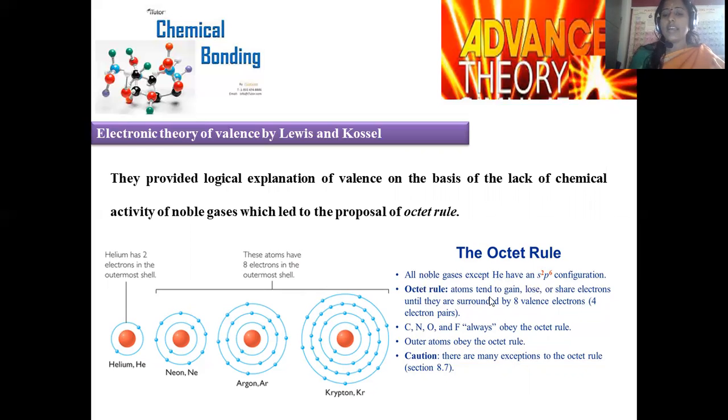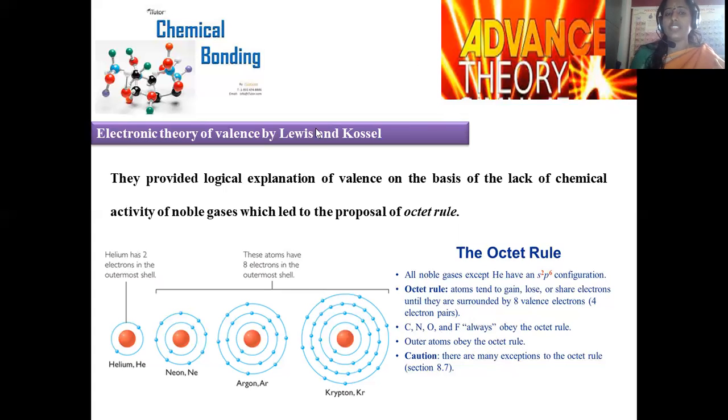The Octet Rule says that an atom tends to gain, lose, or share electrons until it attains 8 valence electrons in its outermost shell. Carbon, nitrogen, oxygen, fluorine always obey the Octet Rule. That's the reason why they are found in combined form, because then only they tend to convert into the octet configuration. Other atoms also obey the Octet Rule. Caution: there are many exceptions to this Octet Rule. Many compounds tend to obey it, but a few exceptions are also present.